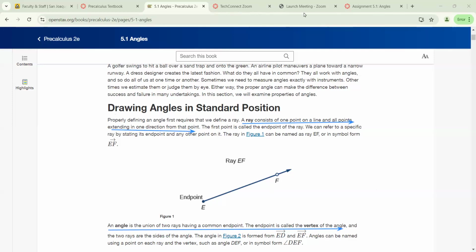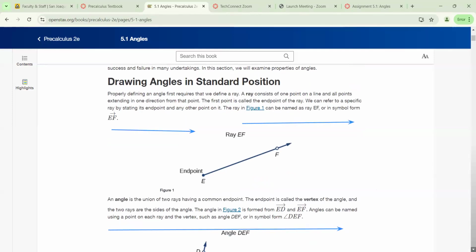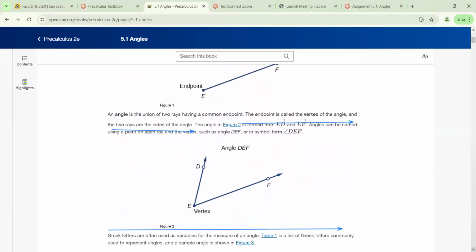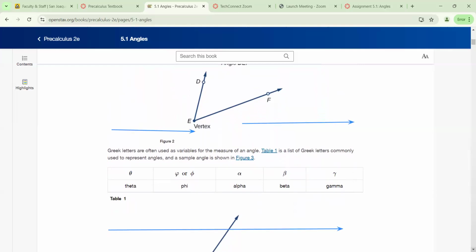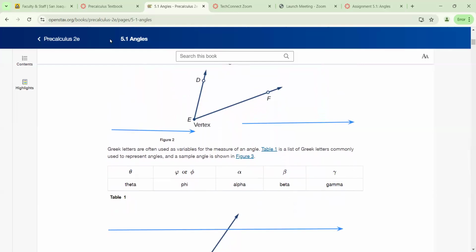You will see in the pictures, as I scroll down the page, a couple of pictures about angles. So here is one of them. And there are various symbols people use to write an angle, such as theta, phi, alpha, beta, and gamma. These are the common symbols that are used to write an angle.